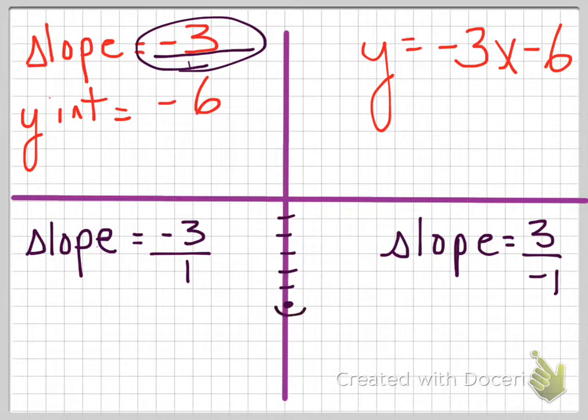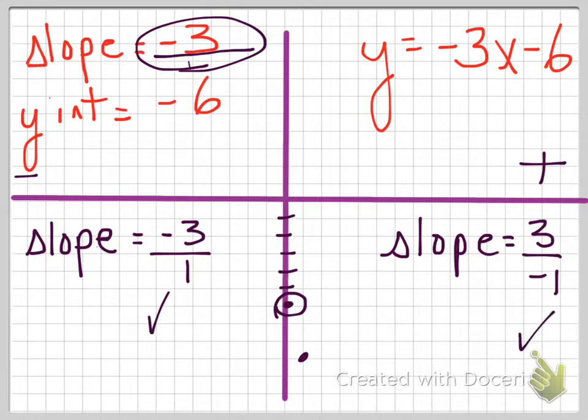Okay, so here's my starting point. I'm going to go down 3 and over to the positive 1. So go down 3, 1, 2, 3, and then over 1. That will be right there. Let me get rid of that. Right there. Now let's reverse. We did this one, right? Let's do this one over here.